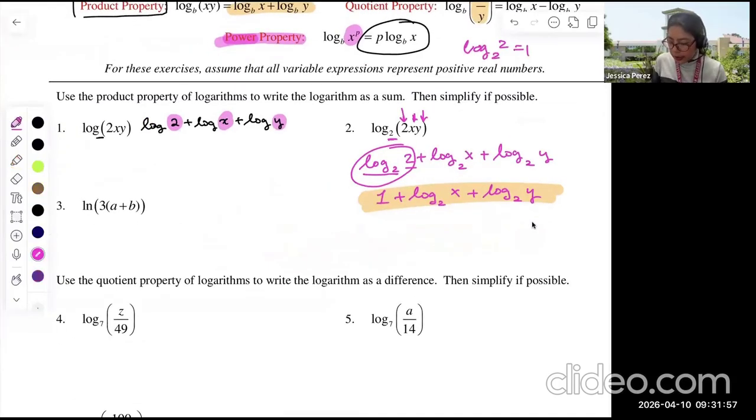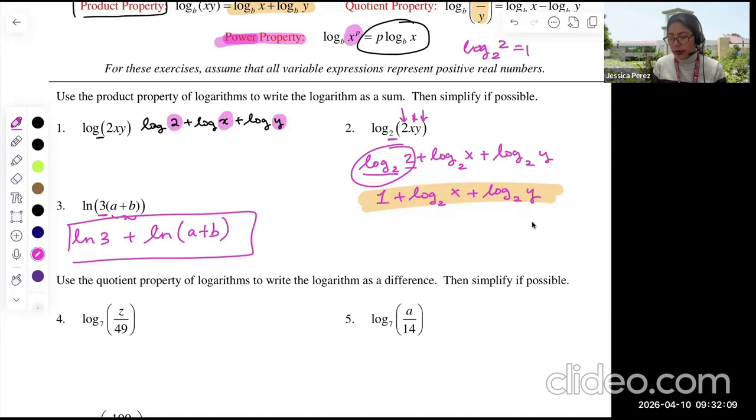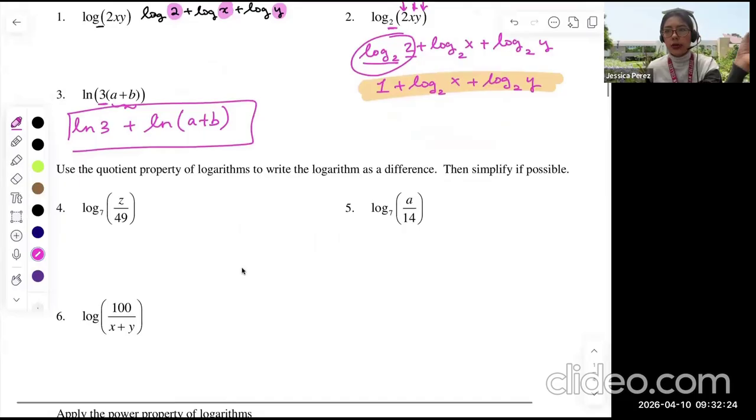Now, the next one, the 3 and the a plus b, you have a product. So you have ln of 3 plus ln of a plus b. You do not split the a plus the b. You only split the products. So the product is between the 3 and the a plus b. That was just using the product property of logarithms.